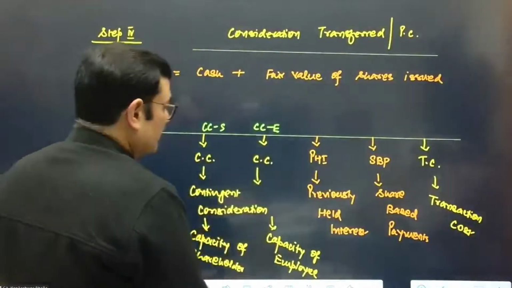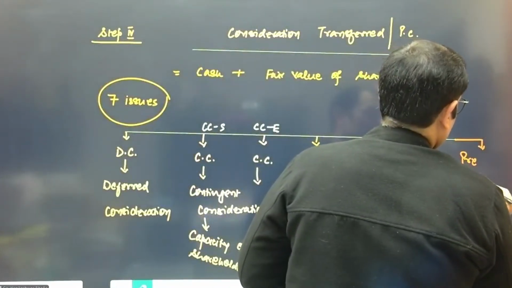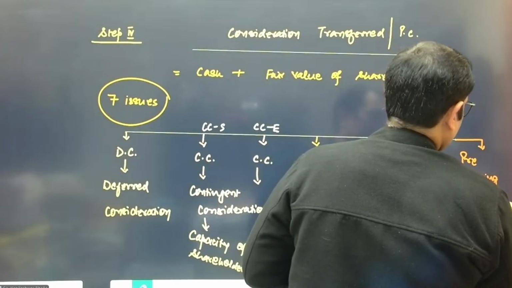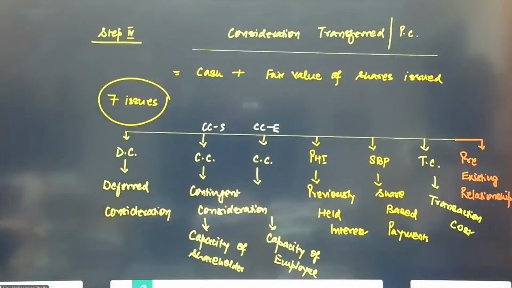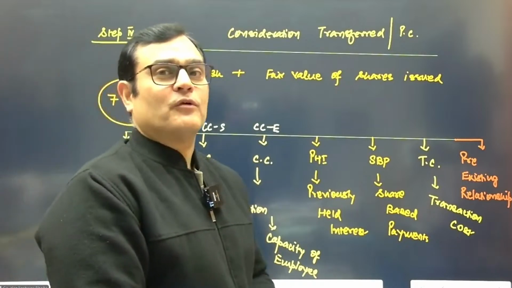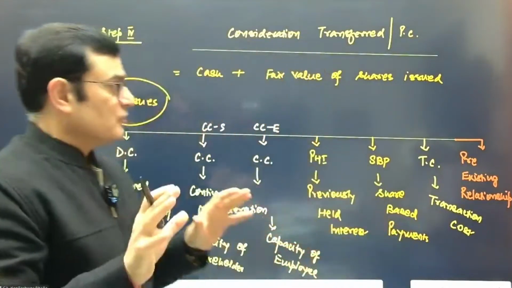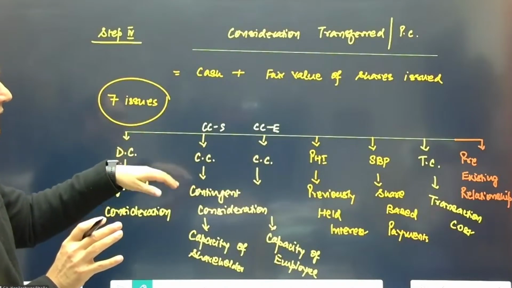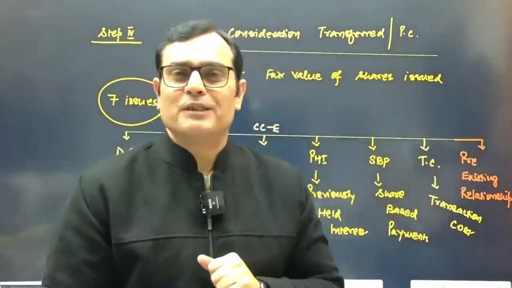And the seventh one is called pre-existing relationship. This is not in a short form, but this is called a pre-existing relationship. So what is a pre-existing relationship? Don't get worried at this stage. These are the 7 special issues which we're going to confront. Trust me, this is a comprehensive list of all the issues which we are going to confront in the calculation of the PC. So the easy way to remember is DC, CCE, CCS, TC, PHI, SBP, and pre-existing relationship.